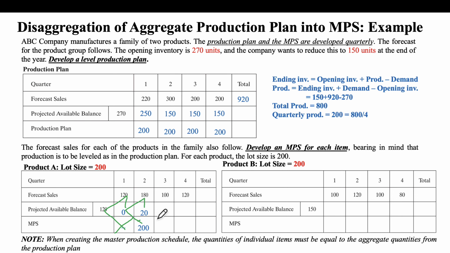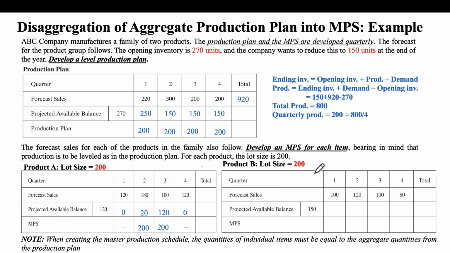No, it is not. We will again do some production here. How much production? This is our lot size 200, so we'll be producing here 200. Our projected available balance will become 200 plus 20 is 220 minus 110 is equal to 120. Is 120 sufficient to meet the demand for the next period? Yes, it is sufficient. So which means in this period we won't be doing any production. Projected available balance will become 0 plus 120 minus 120 is equal to 0.